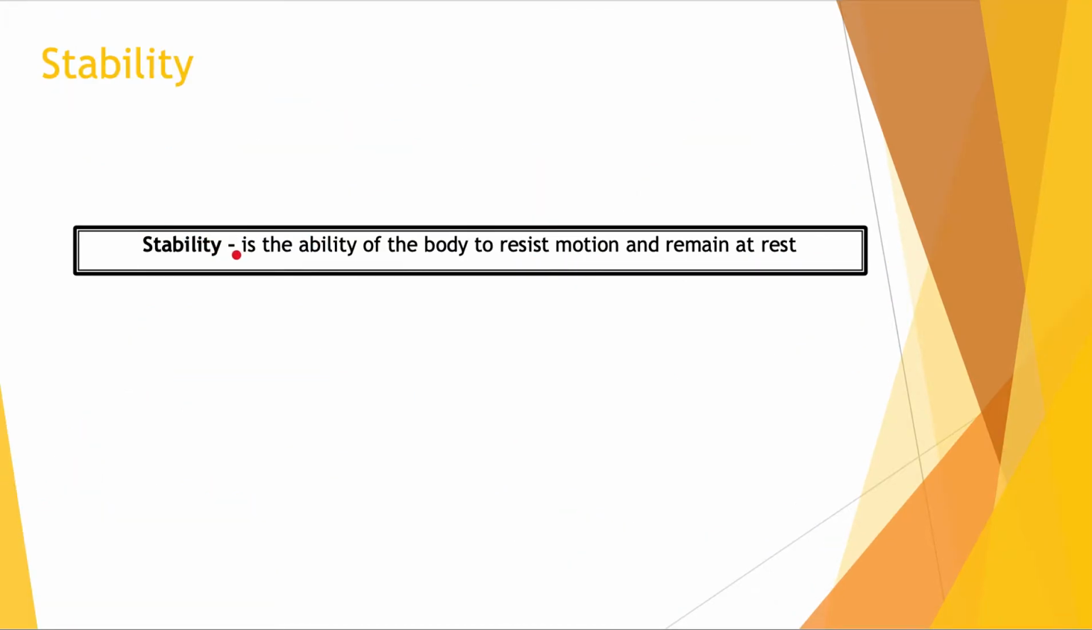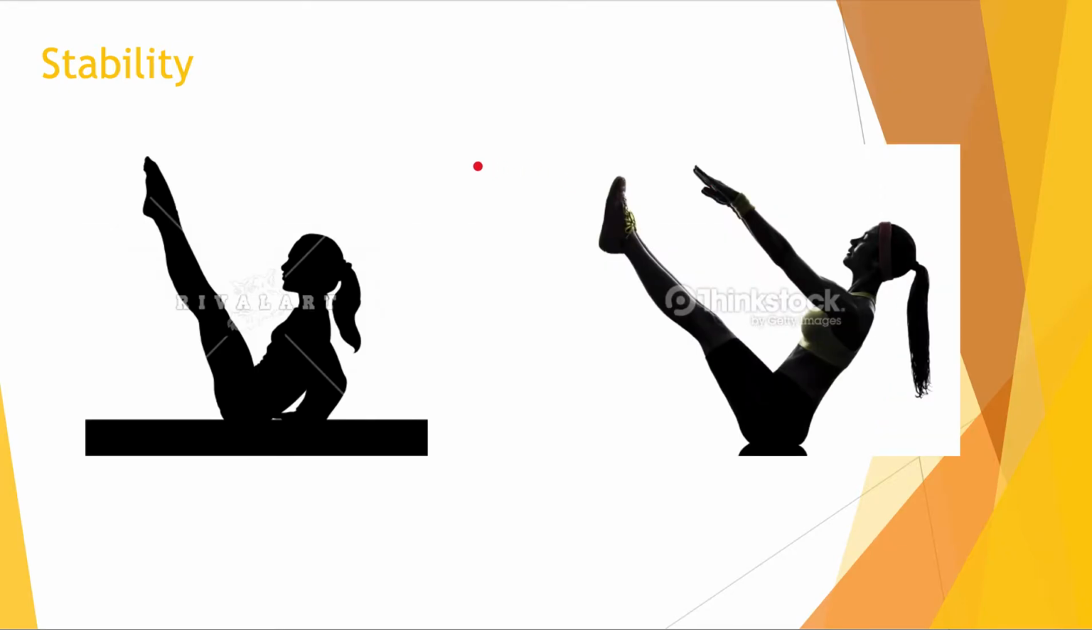So stability, you need to know this definition: the ability of the body to resist motion and remain at rest. The more stable a body is, the less likely it is to change its state of motion, and the easier it is for it to stay still. So a few examples, and you should already have an idea here from the reading that you've just done.